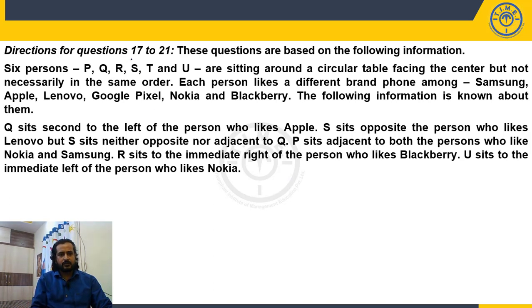Let's come to questions 17 to 21. Circular and distribution. Six persons P, Q, R, S, T and U are sitting around a circular table facing the center but not necessarily in the same order. Each person likes a different brand phone among Samsung, Apple, Lenovo, Google Pixel, Nokia and BlackBerry. The following information is known about them. We'll take this information in the next slide.